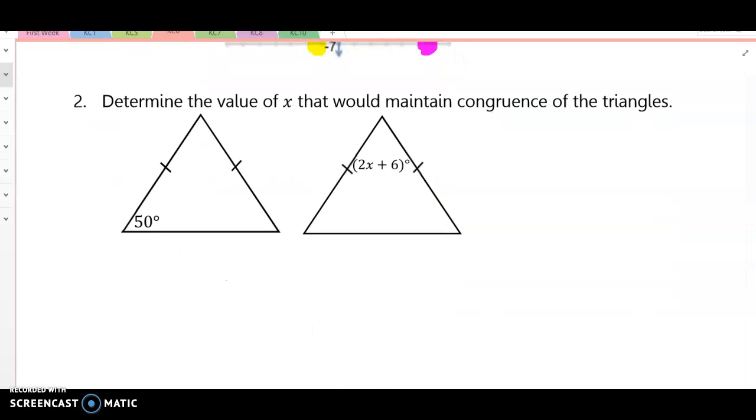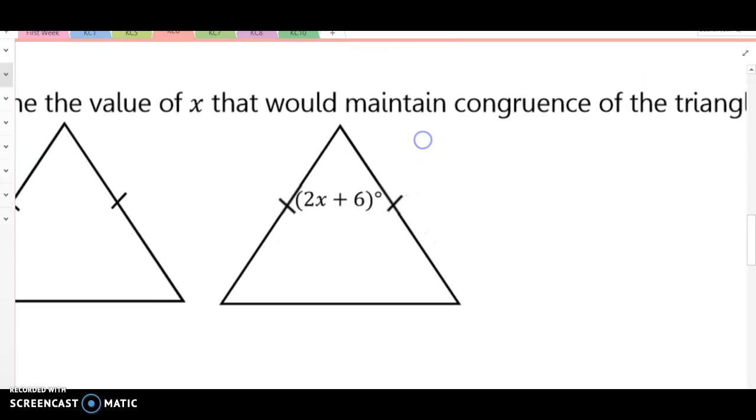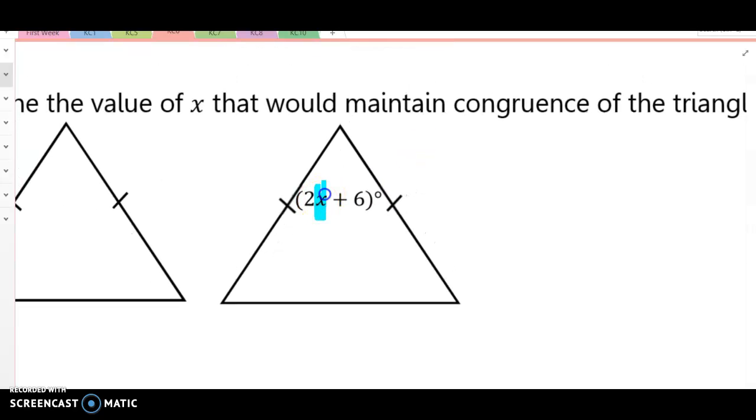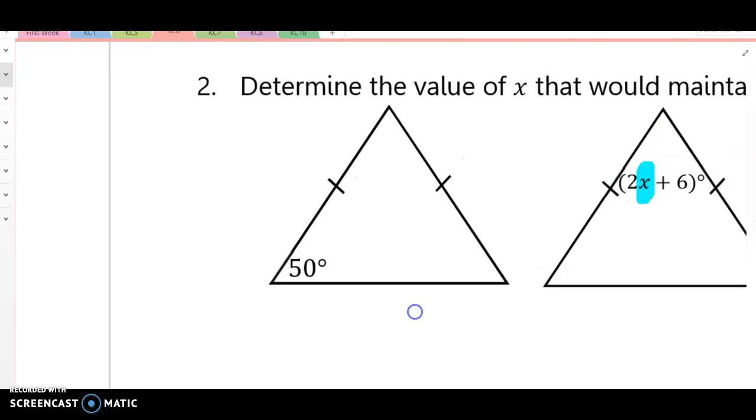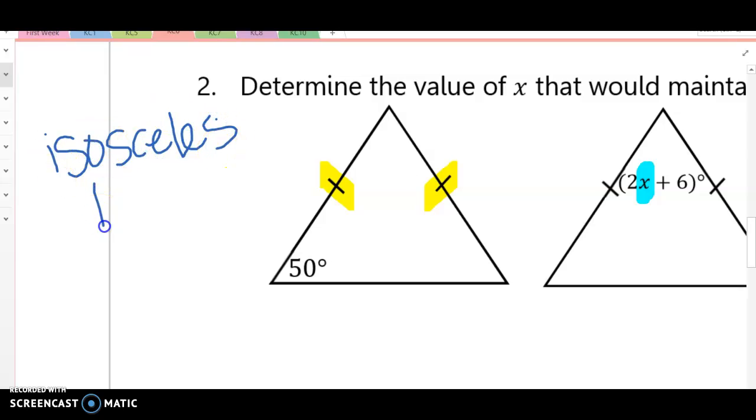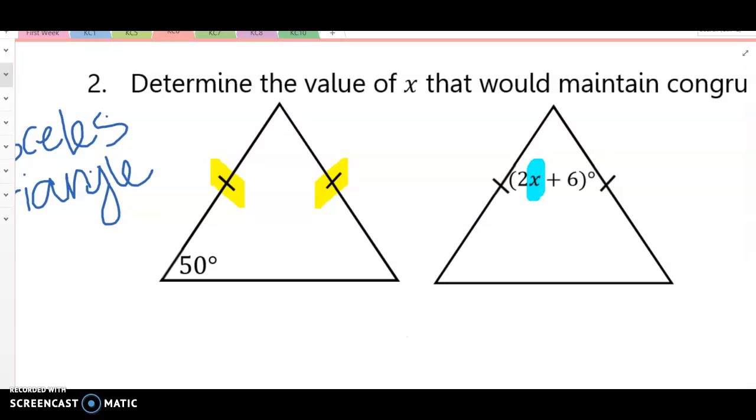All right, second one, determine the value of x that would maintain congruence of the triangles. So we're trying to figure out what number x is in order for these two triangles to be the same. Well, here, the fact that we have this and this tells us that we have an isosceles triangle. An isosceles triangle is telling you that two sides are the same and one side is different.